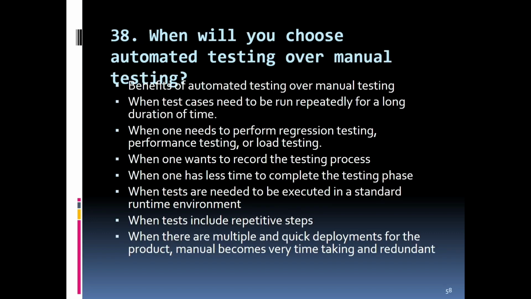Okay, so next question is, when will you choose automated testing over manual testing? So, benefits of automation testing over manual testing. When test cases need to be run repeatedly for a long duration of time, you always use automation testing. When one needs to perform regression testing, performance testing, or load testing. When one wants to record the testing process, or you have less time to complete the testing phases. When the test needs to be executed in a standard runtime environment, or it may include repetitive steps. Or when you have multiple and quick deployments for the product, manual testing becomes very time-taking and redundant.